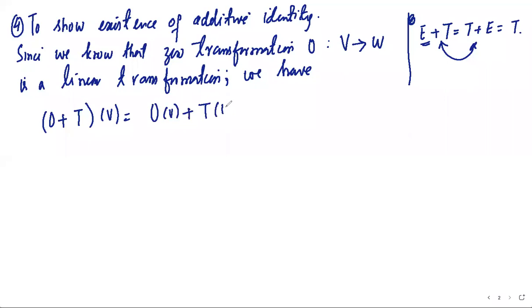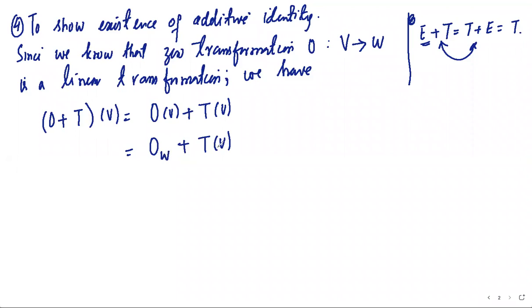plus T of v. But 0 of v, ये linear transformation ऐसी है which maps everything to 0. So therefore 0 of v is equal to a zero element in W. इसको हम इस तरह से डिनोट करेंगे, 0 element in W is equal to 0 of W, then plus T of v. But now 0 of W is a 0 element in W and T of v is an element of W, so both of them are elements of W. This is the additive identity of W.